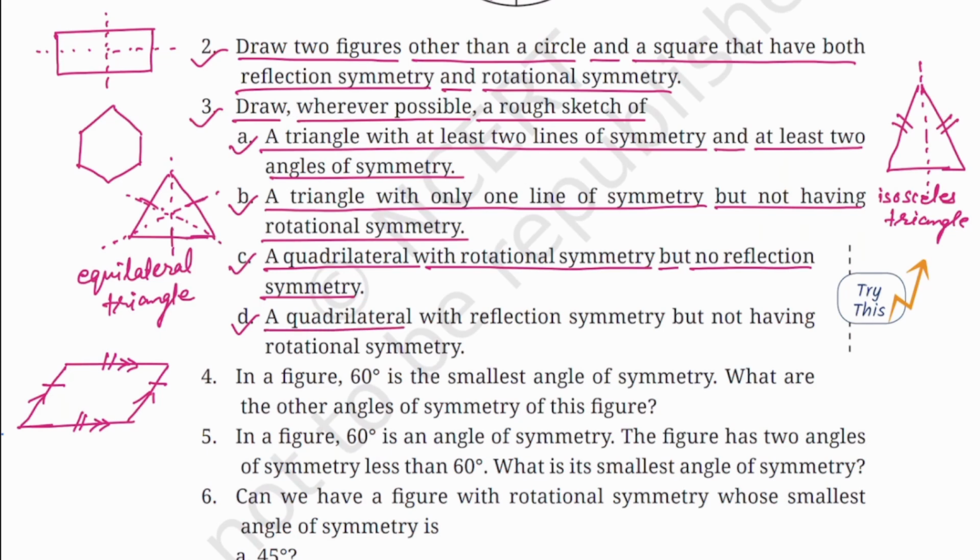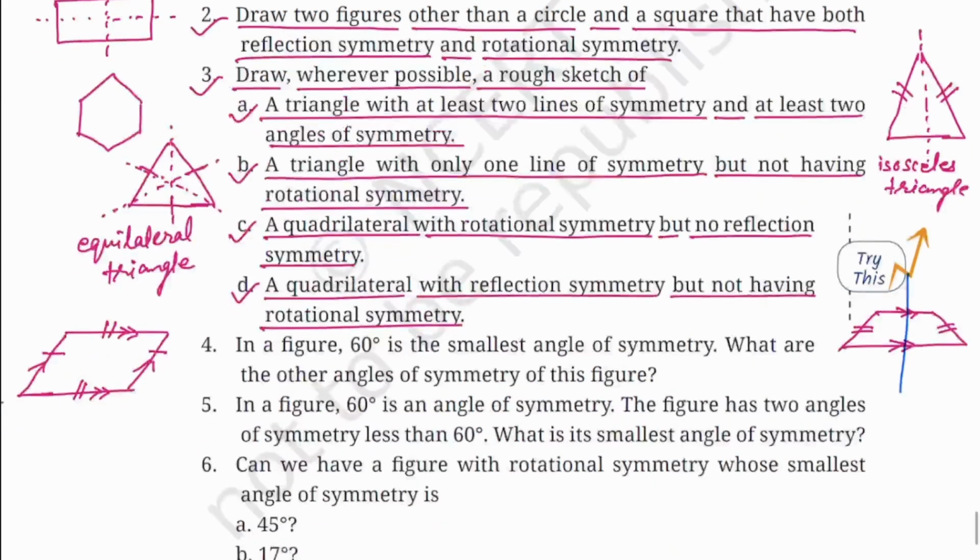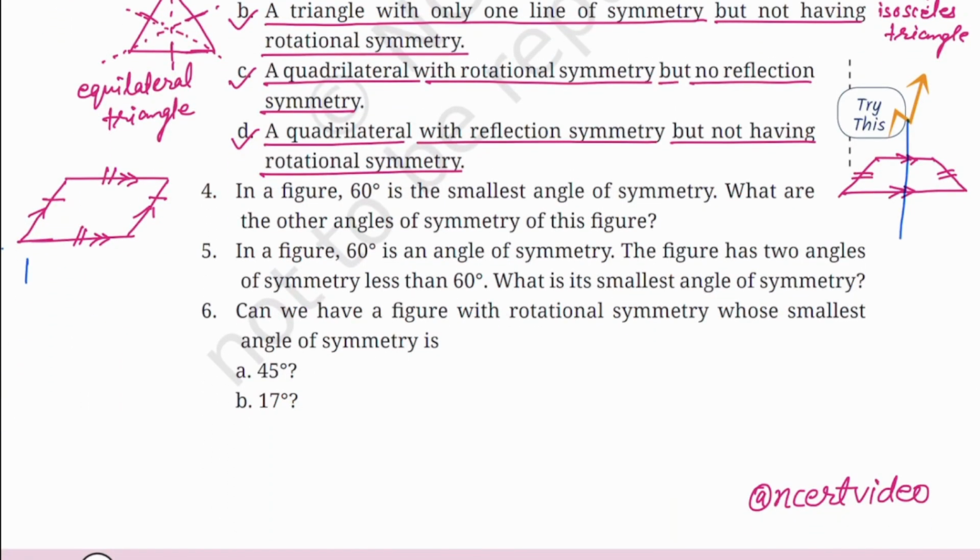D. A quadrilateral with reflection symmetry but not having rotational symmetry. For this, you can draw an isosceles trapezium like this, whose two sides are equal and other two sides are parallel. It has reflection symmetry but no rotational symmetry. This is a parallelogram, and this one is an isosceles trapezium.